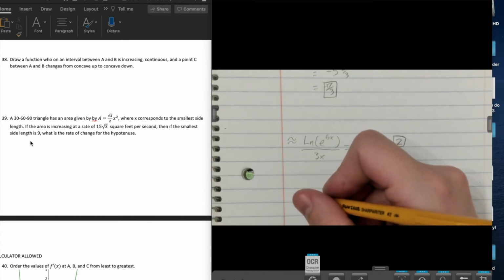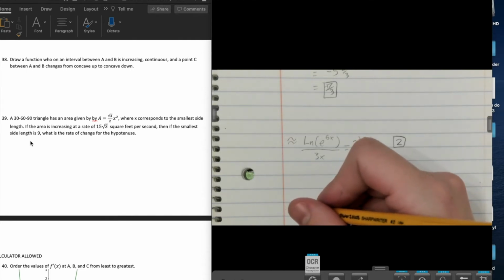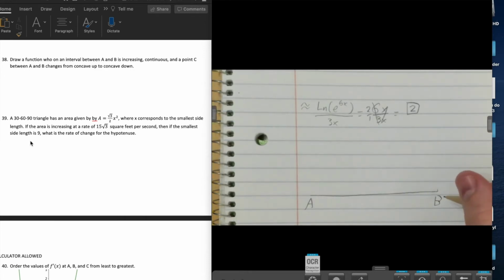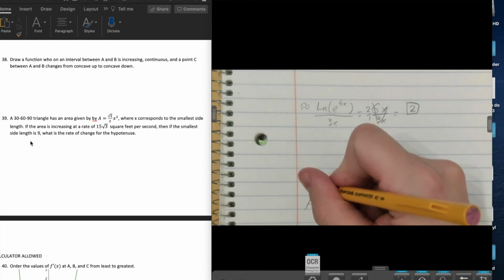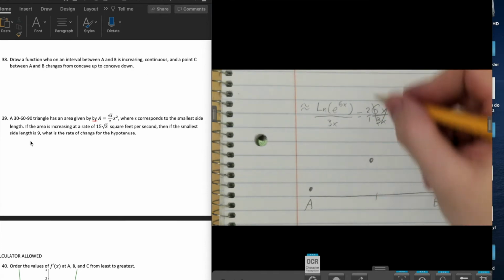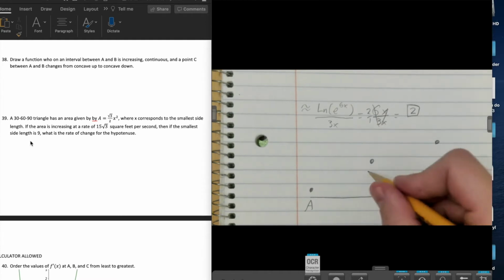So let's draw a function that on an interval between a and b is increasing and continuous, and a point C where it changes from concave up to concave down. So what this is saying is there's a graph somewhere that exists from an x value a to an x value b, and it's increasing the whole time. So it has a starting point, somewhere down here, and an ending point somewhere over here. It also says there's a point C in between. Now it could be in between or it could be way above or way below, but it says where it changes from being concave up to concave down. So that means C is an inflection point.